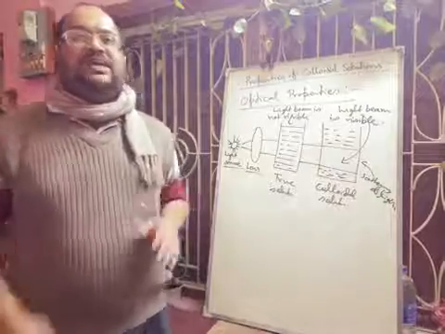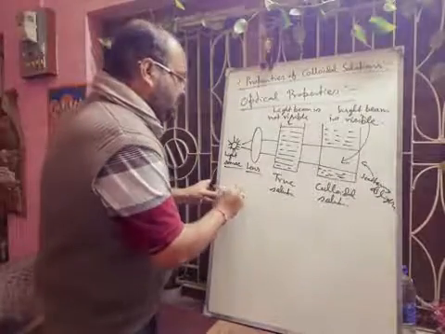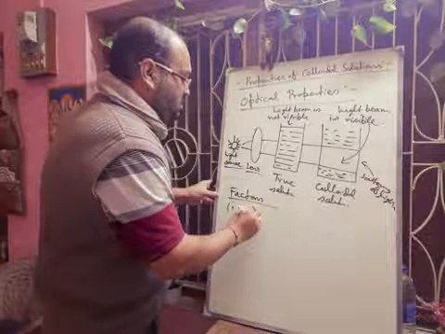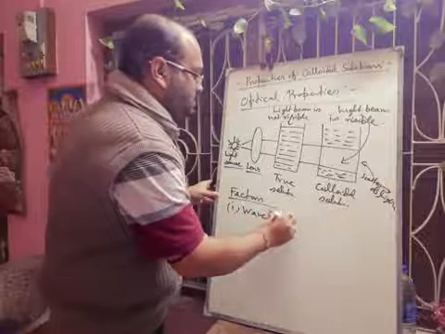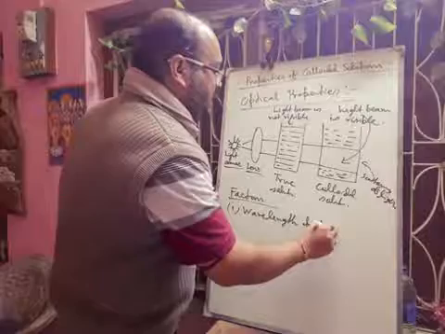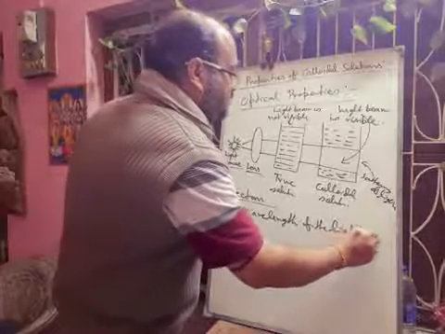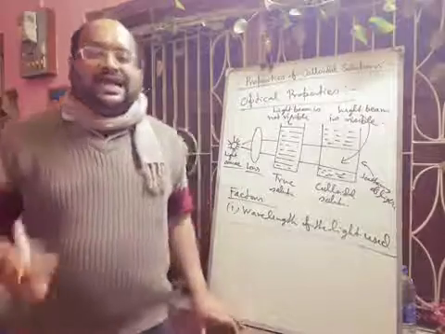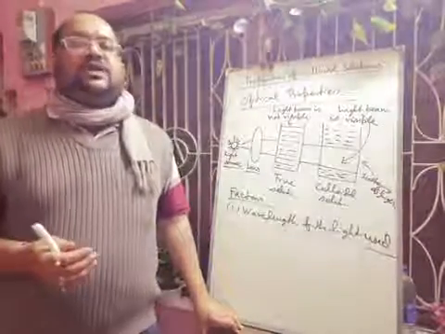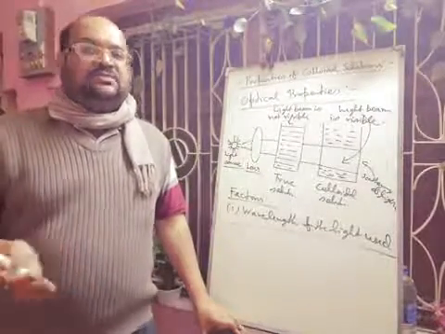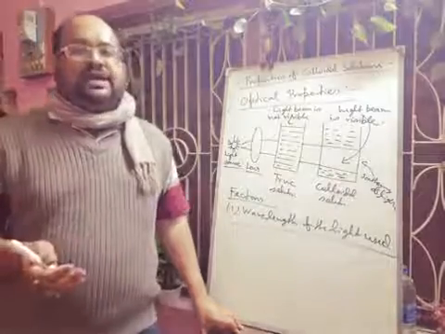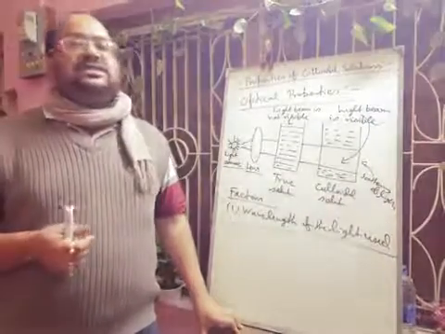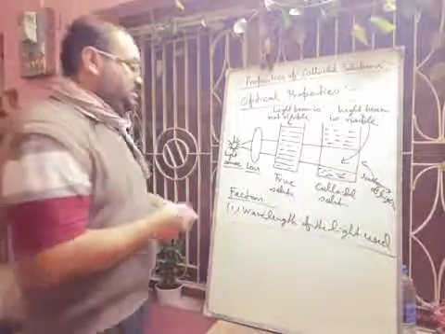First one is the wavelength of the light used. Scattering of light is inversely proportional to the wavelength of the light used. That is why scattering of blue light is maximum. Hope you can understand. Next is the size of the particle.